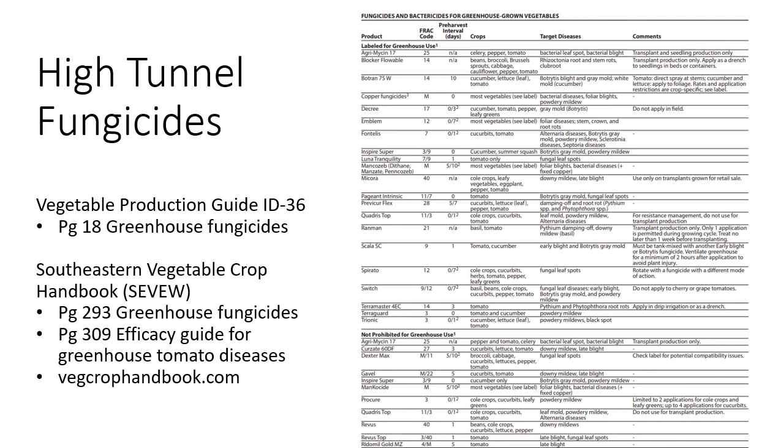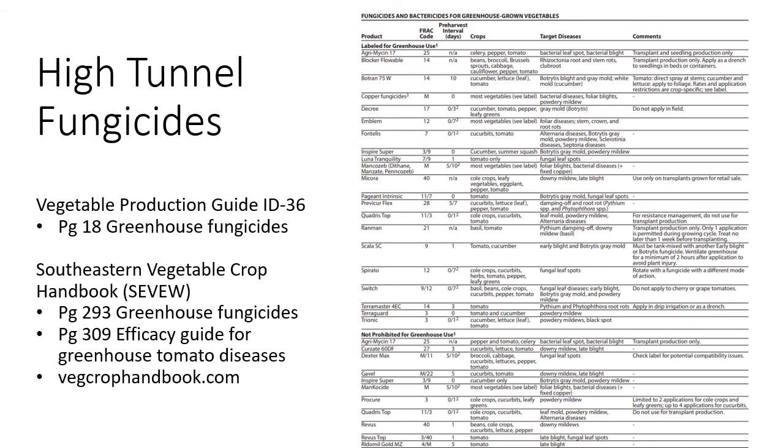I also encourage you to familiarize yourself with both ID 36 and the Southeastern Vegetable Crop Handbook, or we call it the SEVU Guide. In both instances, we list fungicides that are appropriate for high tunnel and greenhouse production. I will remind every grower that not just any fungicide can be used inside high tunnels. High tunnels are considered greenhouses, and so growers should always use products that are approved for greenhouse use.